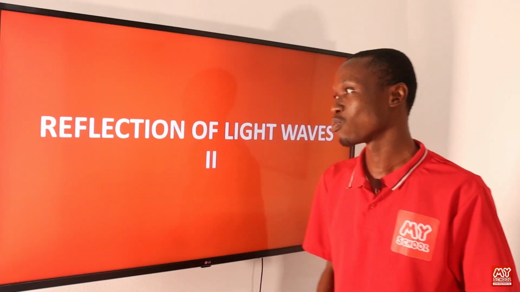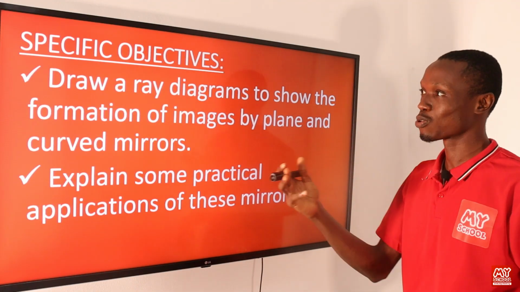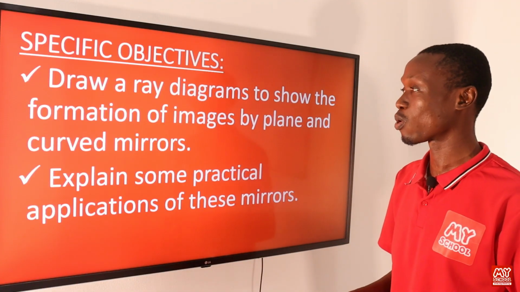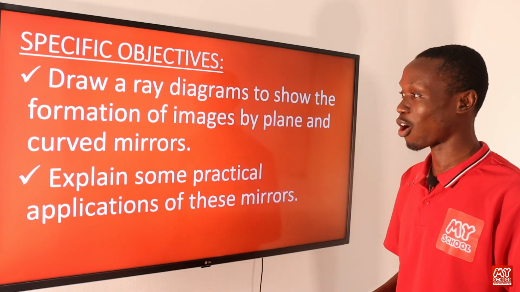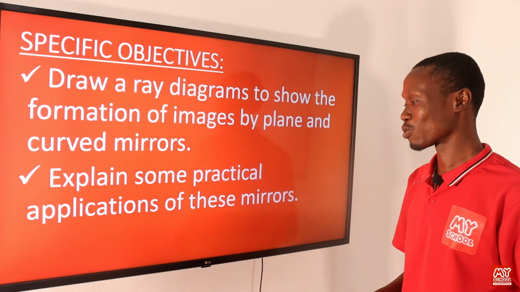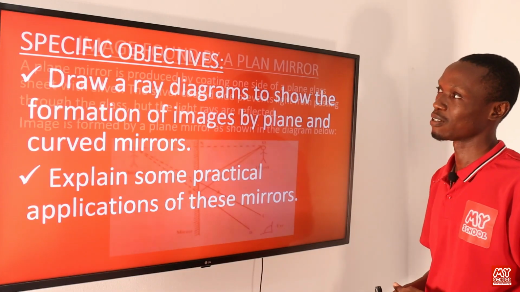Before we begin with our lesson, let's quickly run through the objectives for today's video. Number 1, at the end of the lesson, scholars should be able to draw ray diagrams to show the formation of images by plane and curved mirrors. Then 2, explain some practical applications of these mirrors. So let's begin with our lesson.